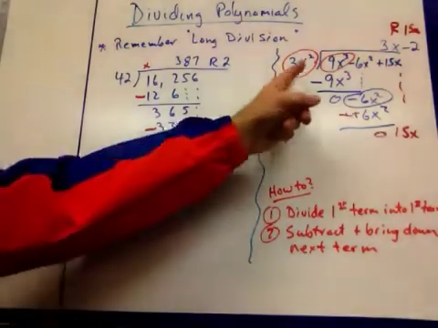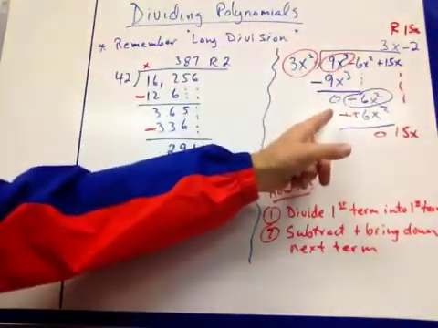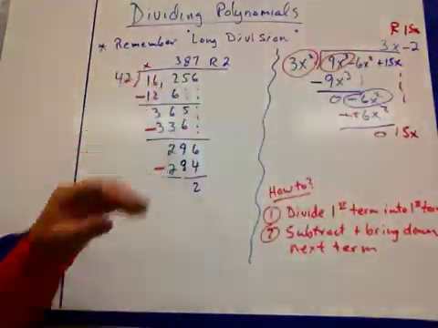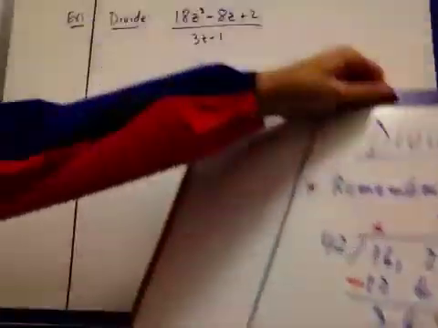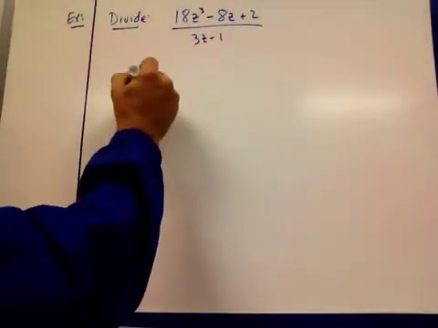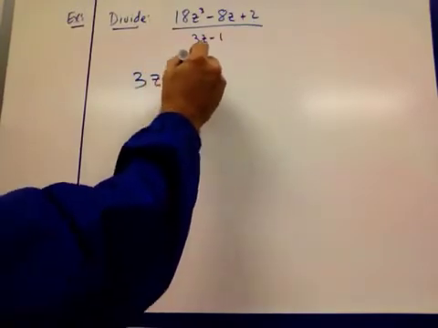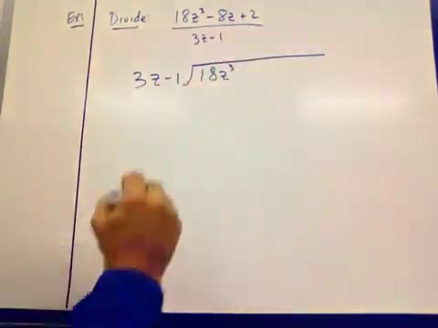So we're dividing the first term into the first term to get them equal, and then I subtract and bring down the next term. So it's very similar to regular long division. Let's take a look at another example of that. When you've got it written like this, what you're dividing by, that divisor, is going here, and that dividend, what you're dividing, goes here.